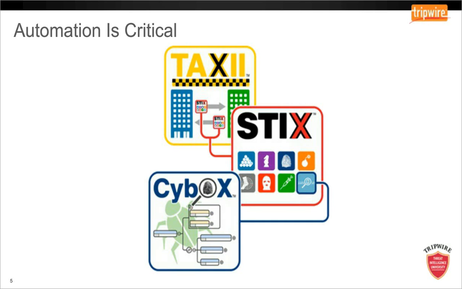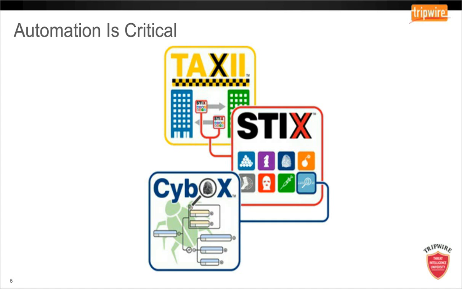TAXII is the transport for sharing intelligence across organizations. It supports several different sharing models. It has peer-to-peer sharing, so that one organization can share intelligence with another. It has a hub-and-spoke model of sharing, where organizations can send intelligence up to a central hub, like an ISAC, and it can then be sent back down to members. And it supports a client-server model for sharing, where a central source shares intelligence outwards to organizations.